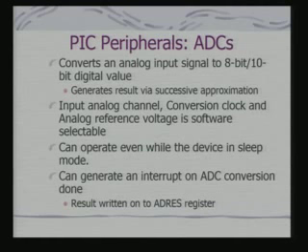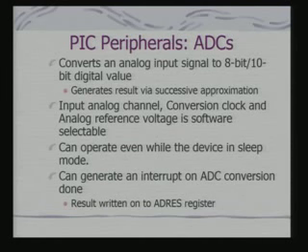There are other PIC peripherals. A very common PIC peripheral is the analog to digital converter, which converts your analog input to an 8-bit or 10-bit digital value. Here these analog to digital converters are typically successive approximation ADCs. You can select your input analog channel, your conversion clock, as well as the analog reference voltage in a software selectable fashion.